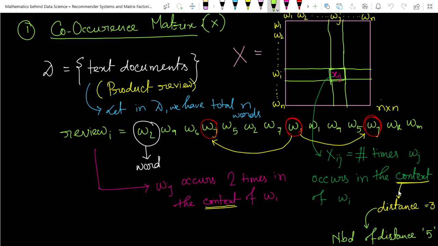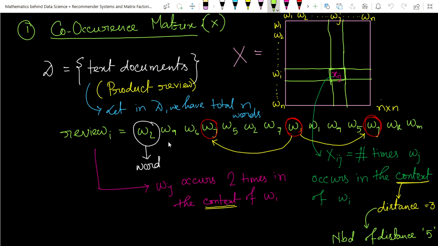So the distance is actually the hyperparameter. We'll see how to control this hyperparameter, but till now this is the NBD concept. Here we have to choose, for each word, what the neighborhood words are. That's what this matrix is talking about. I think you understand this thing.